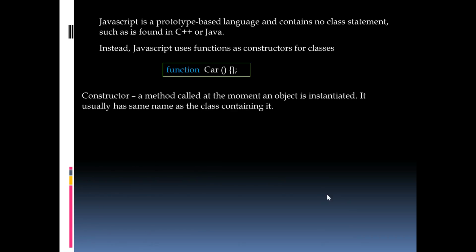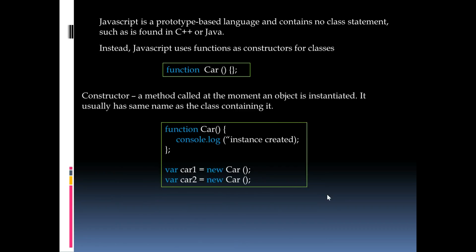A constructor is a method called at the moment an object is initiated. It usually has the same name as the class containing it. Like for example here, we have a class or constructor with the name Car. So we can create a new variable using the new keyword. We can call the Car function to create a new variable.